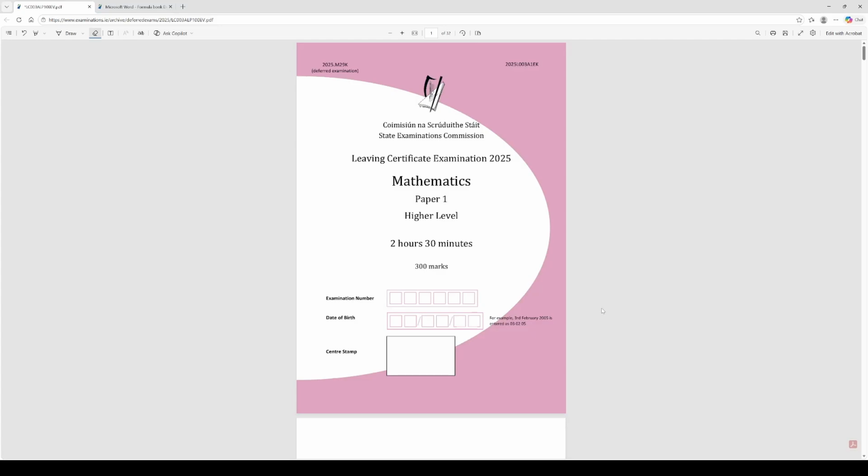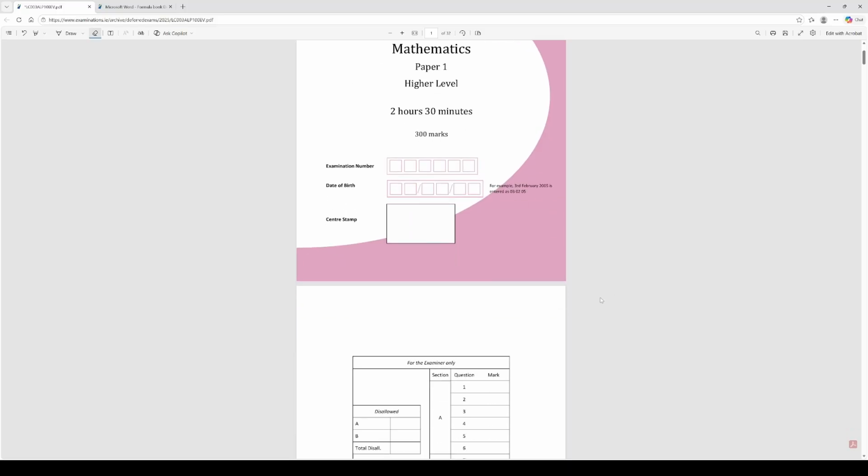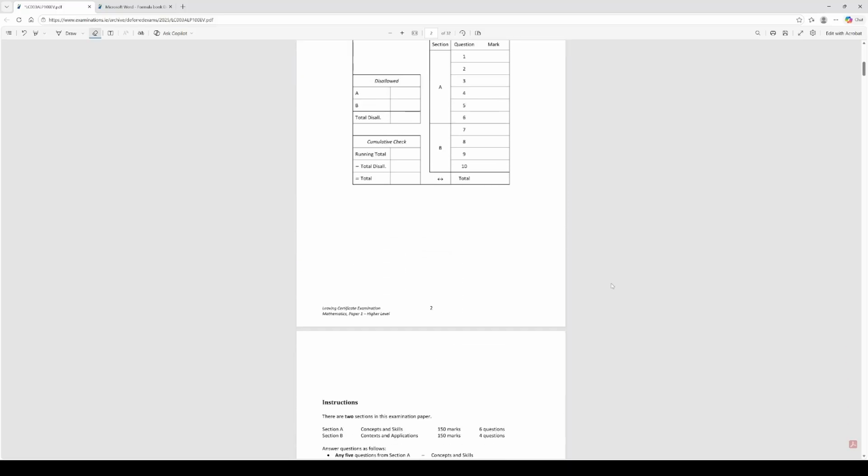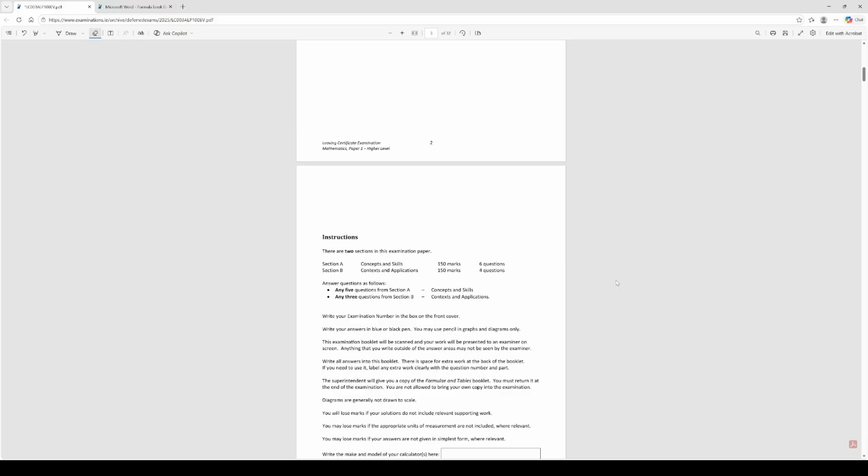Okay, leaving cert honours, paper 1 from the deferred papers. Isn't this the deferred papers? Yes. So, sometimes you guys will ask me, you'll say, oh, it's hard when I look at the question to know exactly what I'm supposed to do, so how would you do it?